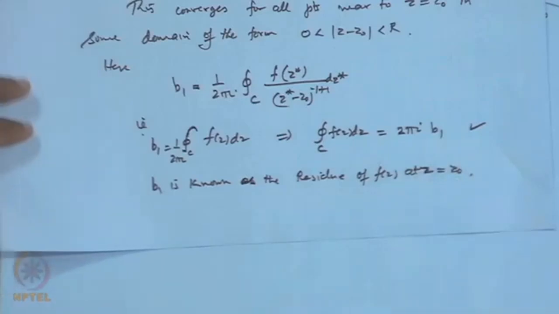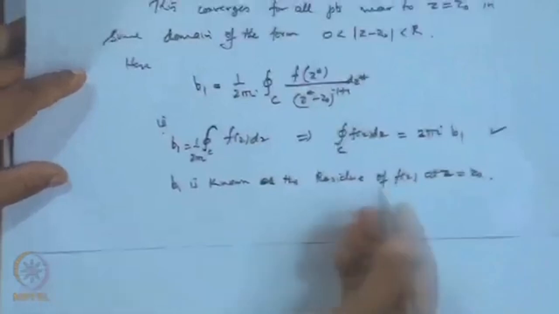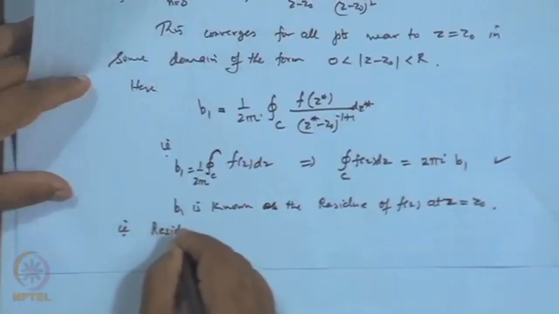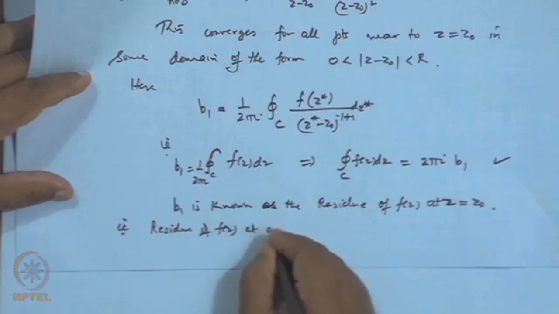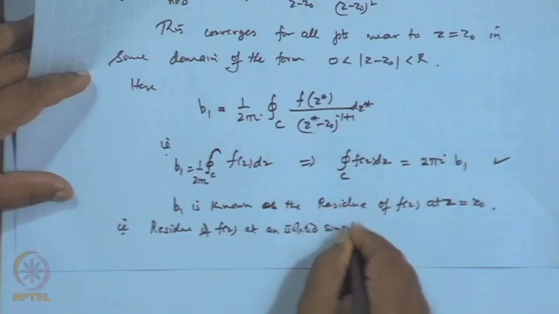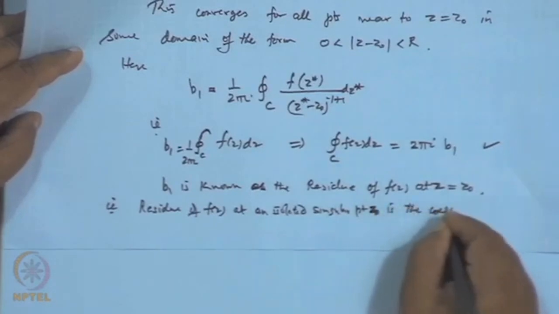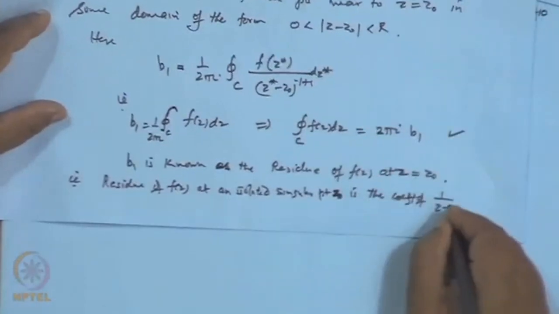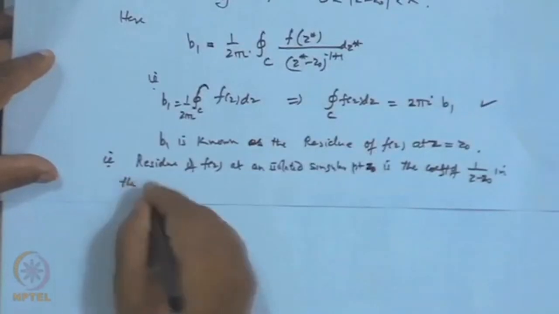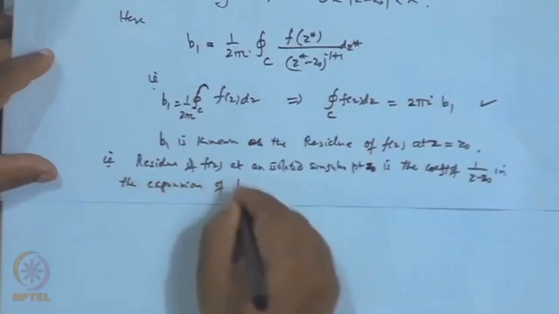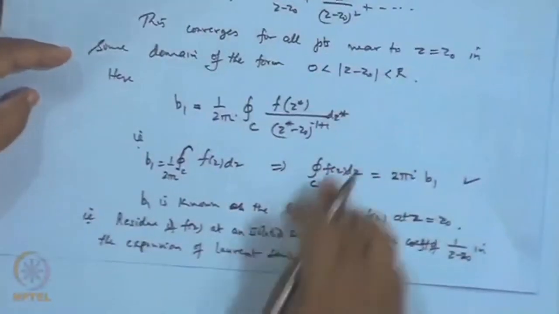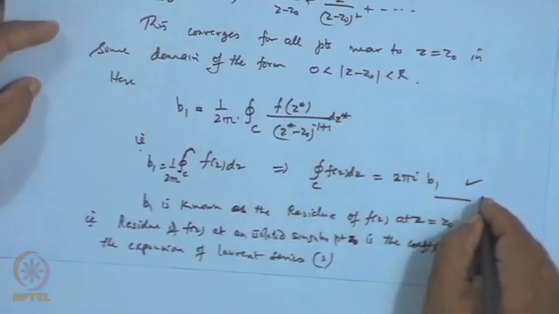Okay. So we define the residue: the residue of the function f(z) at an isolated singular point z naught is the coefficient of 1 over (z minus z naught) in the expansion of the Laurent series. So, by using this result we can easily get this. Let it be, say, here 3.